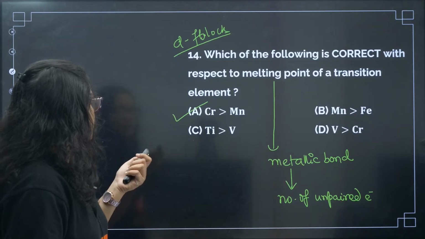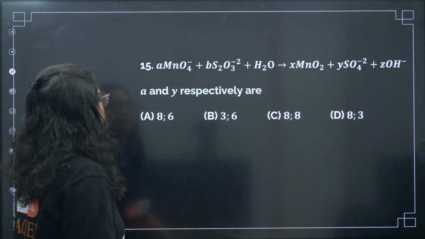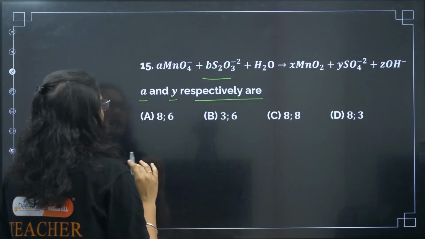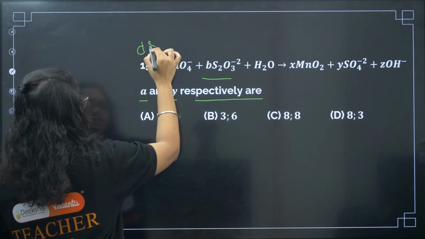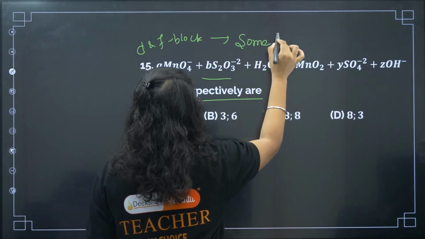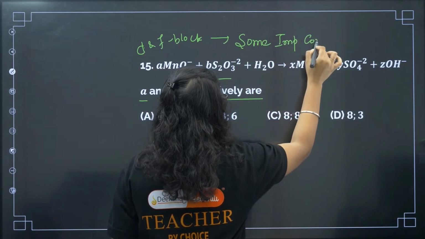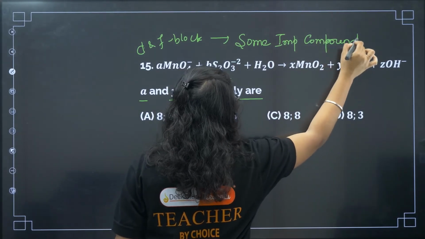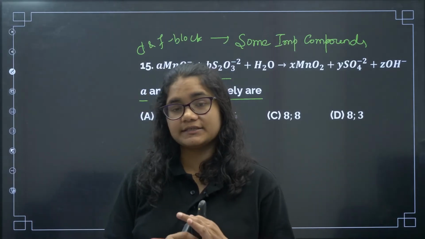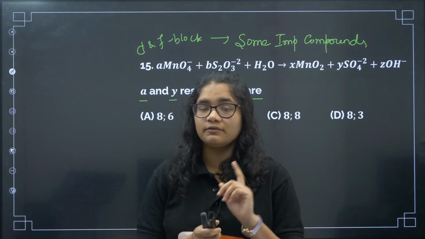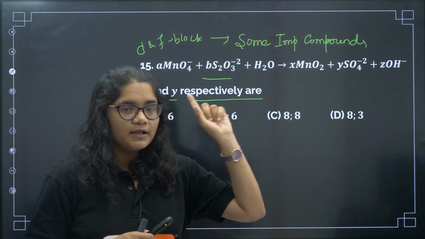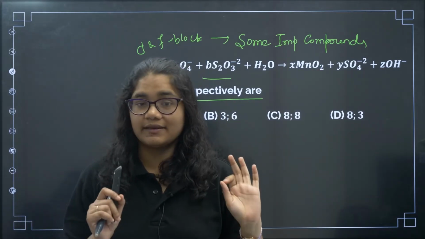Okay, now coming to question number 15. So a MnO4 minus, b S2, so this is one equation given, you need to find a and y respectively. Again this question is from your D and F block, and this question is from some important compounds. Here we studied two compounds, you remember, potassium permanganate and potassium dichromate. So in the reactions of these KMnO4 and K2Cr2O7, one important reaction is the oxidizing properties. So the question is from that topic. So do not ignore these reactions, it is very, very important.